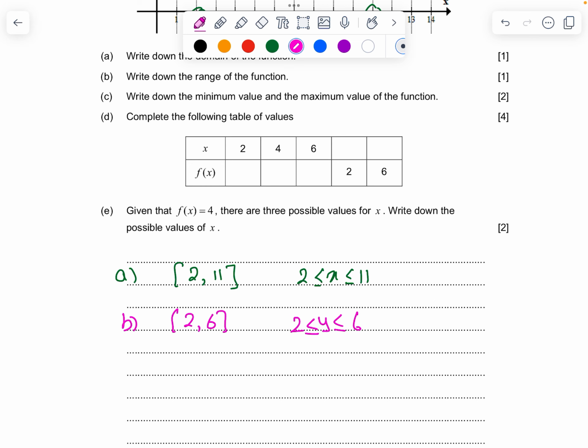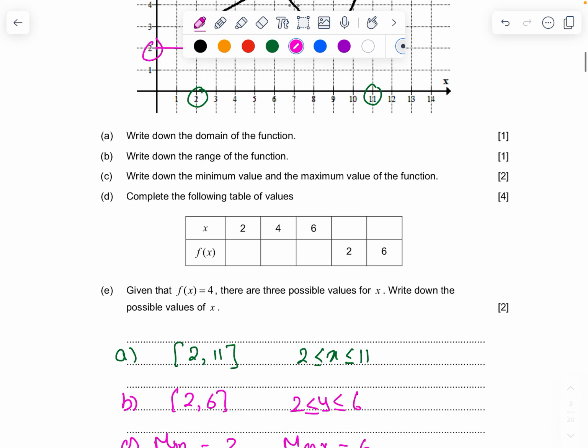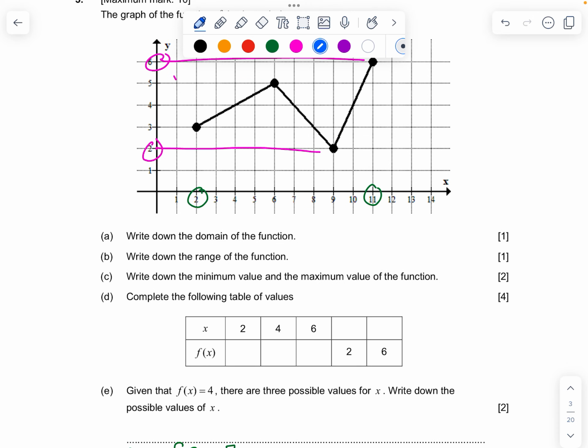Write down the minimum value and the maximum value. Just now, the minimum value is going to be 2 and the maximum value is going to be 6. Complete the table. When it is 2, what is the y value? The y value is 3. When it is 4, the y value is 4. When it is 6, the y value is 5.